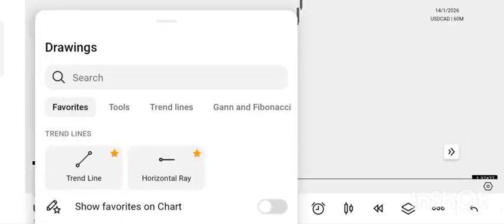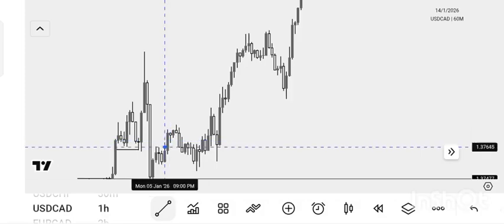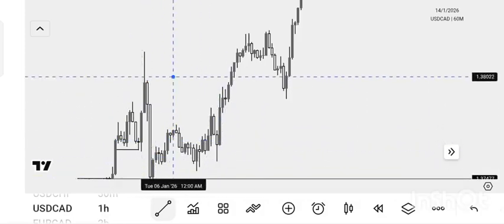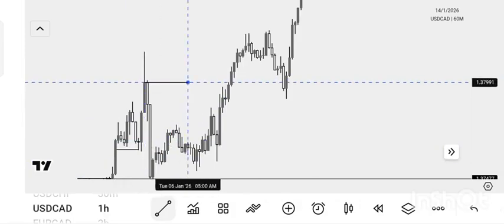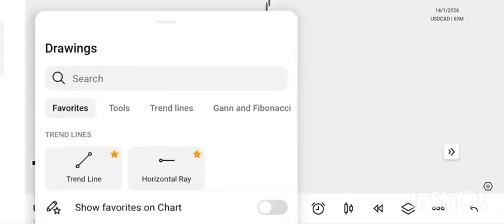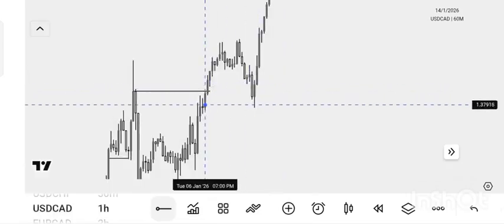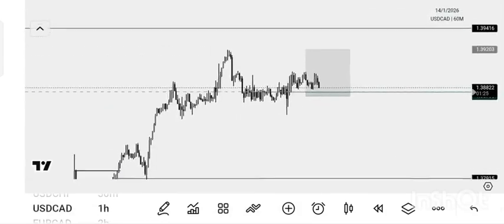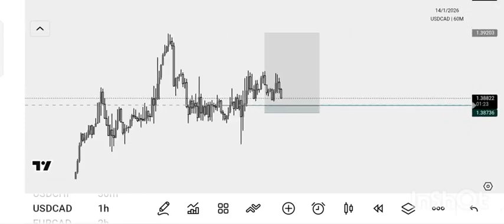The same thing here. This one is an internal structure. We are paying attention to this external structure. Continue just like that. Price just keeps moving till we get to where price is now. Alright, so that is basically it.